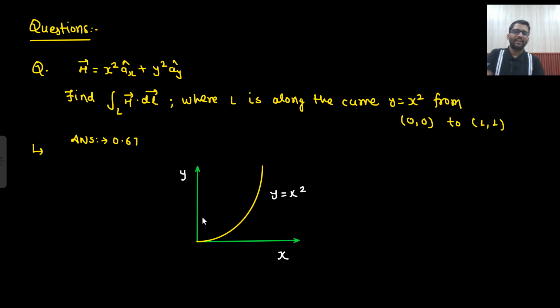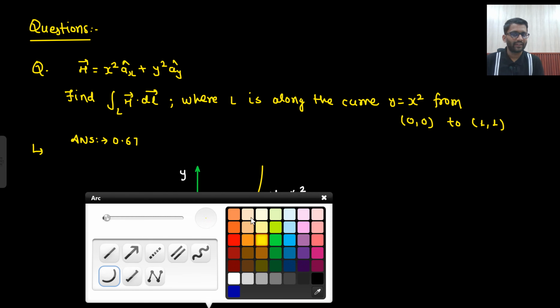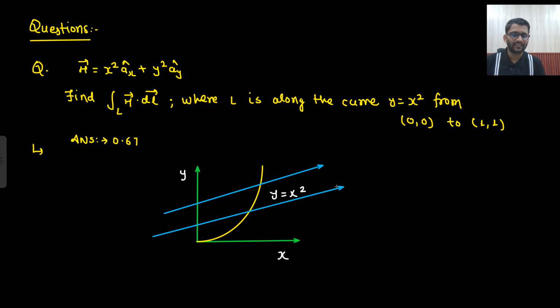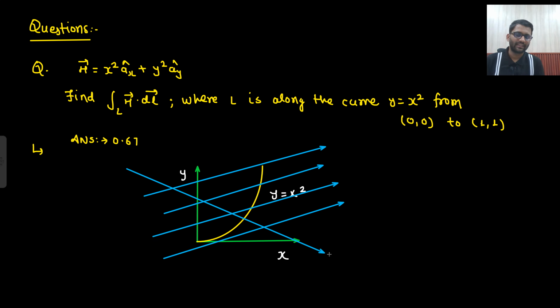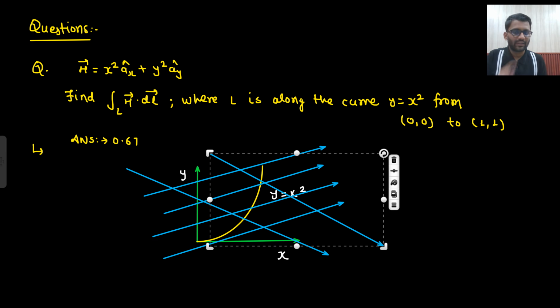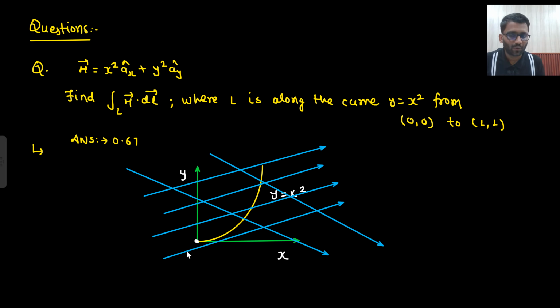So what they are saying is that there are vector field lines available. These are your vector field lines, which depend on x and y. This is the rough diagram I am drawing. This is not the exact diagram. So these are some vector field lines. It could be like this as well. Anywhere it could be. So in the presence of these vector field lines, you need to walk from 0, 0 to 1, 1 along this path.